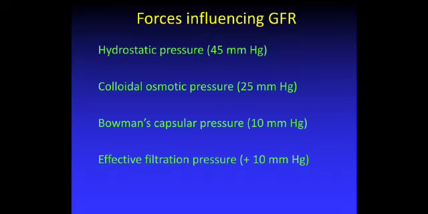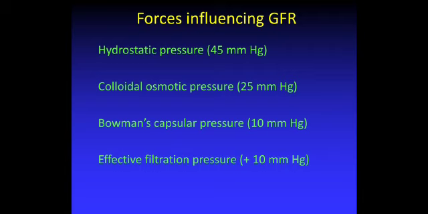What are the forces acting on GFR? It can be the hydrostatic pressure. Why is it called ultrafiltrate? Because the pressure is more than 45 millimeters of mercury, so it is ultrafiltration. The rate at which filtrate is formed in all the nephrons in unit time depends on the hydrostatic pressure, colloidal osmotic pressure, Bowman's capsular pressure, and effective filtration pressure. These are the Starling forces.